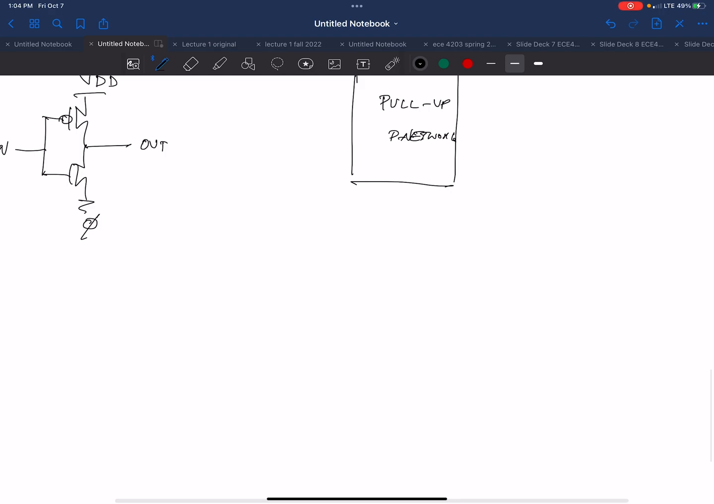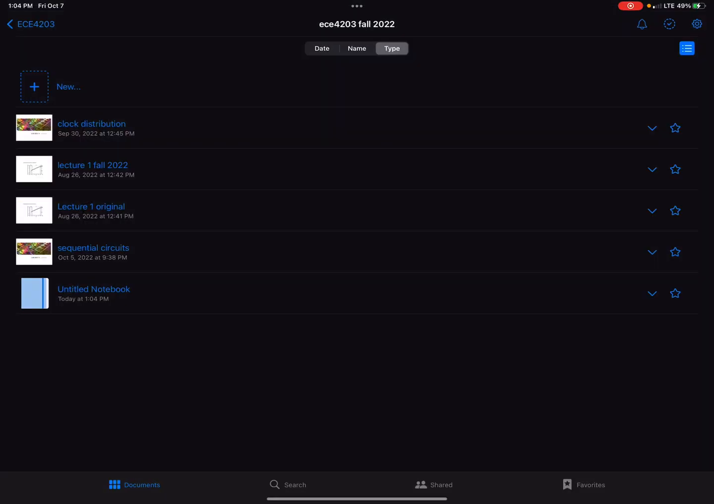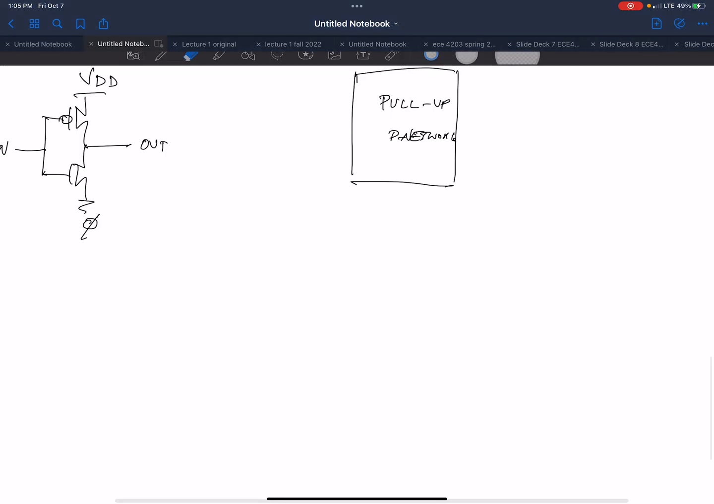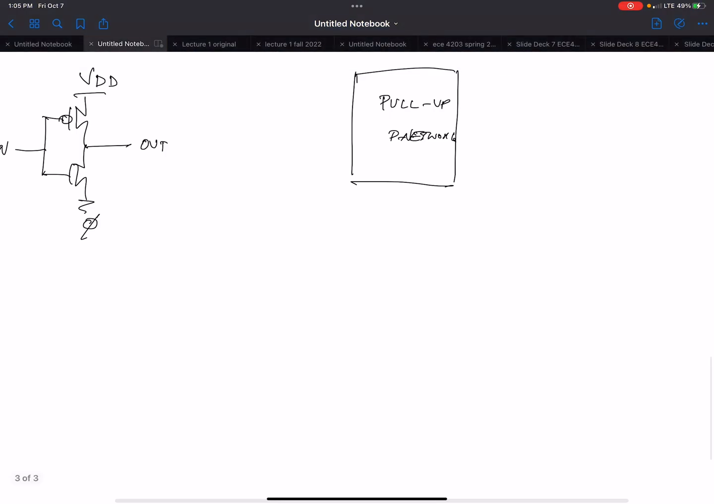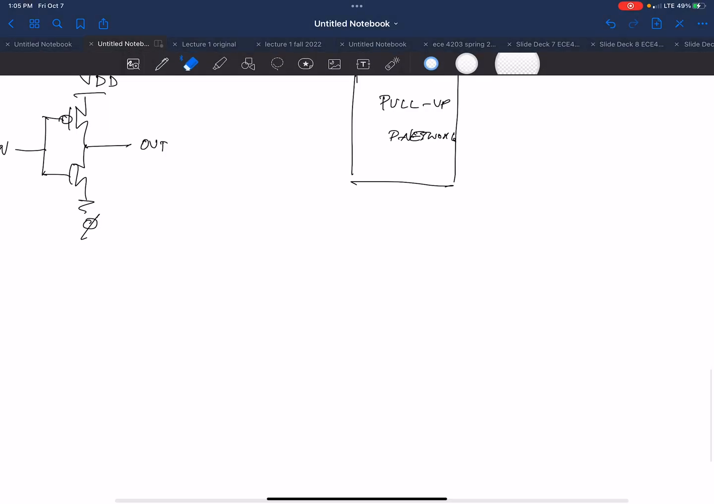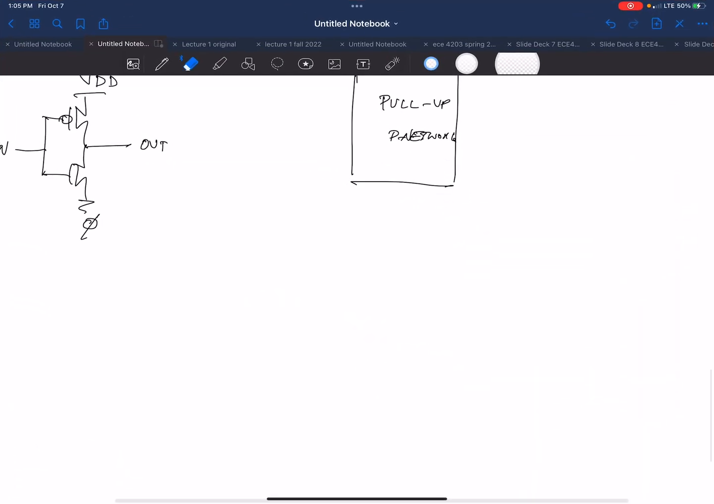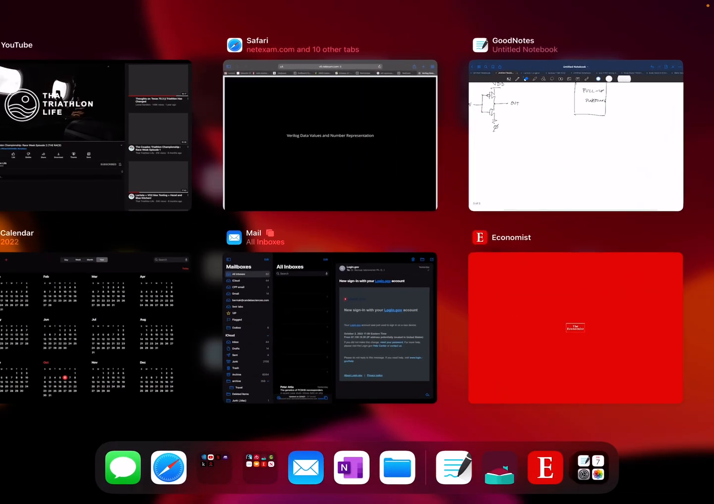What happened? Why is this thing not responding? I don't know why it's not responding. Hello? Sorry, guys. What am I doing wrong here? I can't scroll around all of a sudden. Let me try closing this thing.